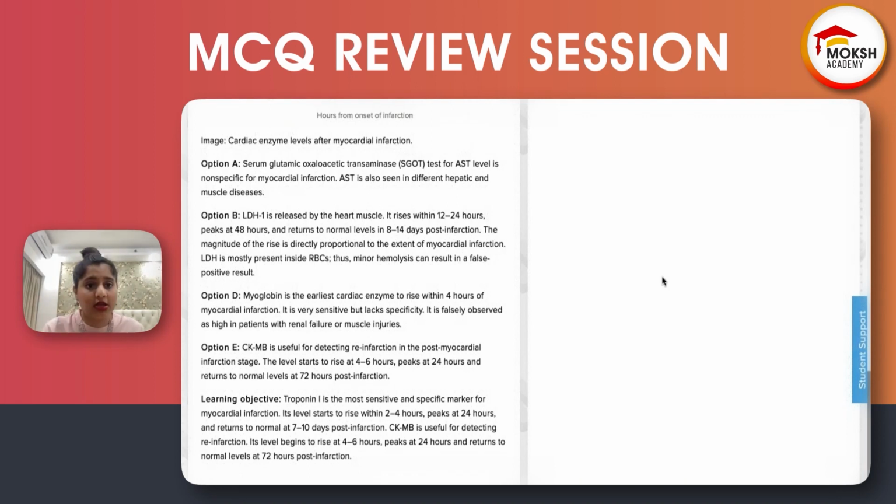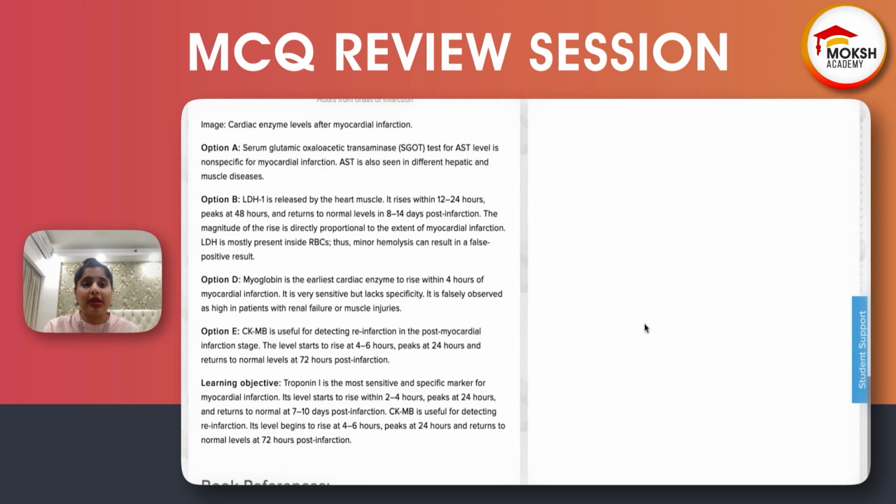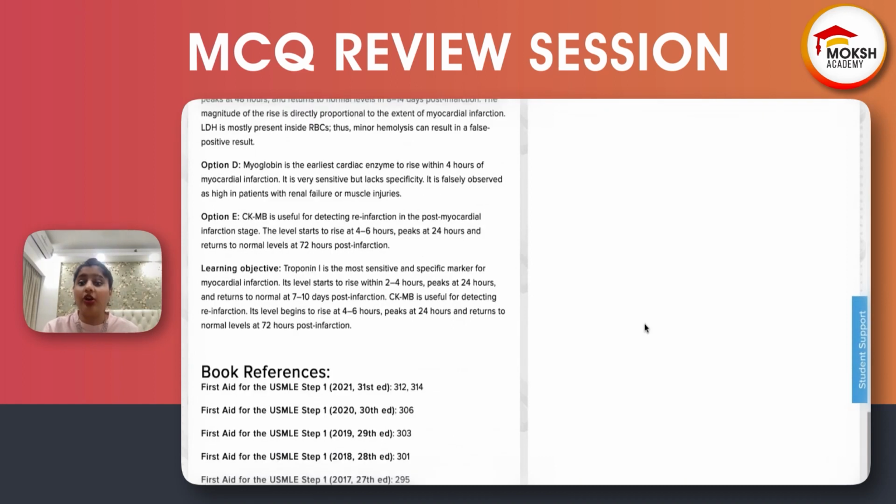Remember that. CKMB is useful for detecting reinfarction in the post-MI stage. The level starts to rise at 4 to 6 hours, peaks at 24, and returns to normal in 72 hours. That's about CKMB. CKMB is best to detect a reinfarction. The learning objective is just a summary of these, so I hope that's clear.